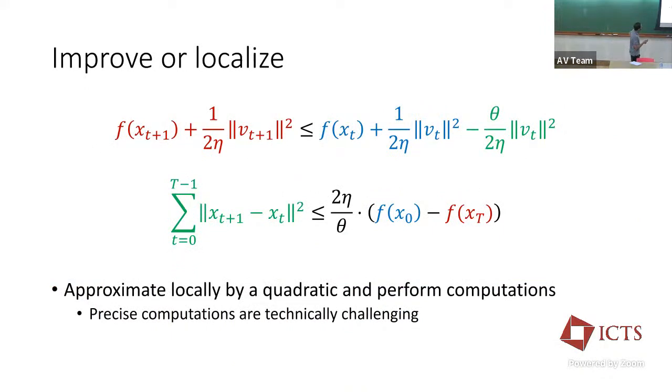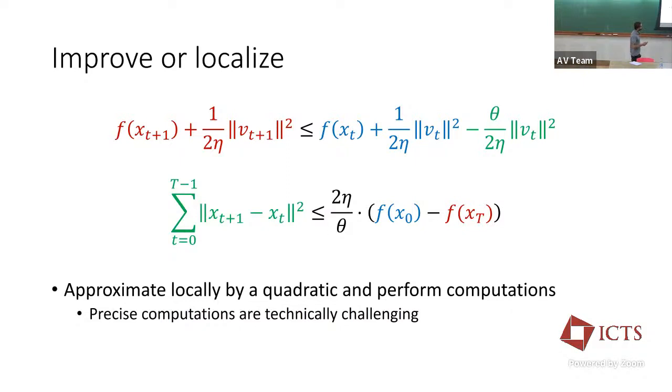Here again, we use this improve or localize kind of idea, which is that because the total Hamiltonian decreases, and in particular quantitatively it decreases by theta over 2 eta times norm of Vt squared, where Vt is the velocity. So this is like the amount of energy dissipated due to friction, right? Vt was just equal to xt plus 1 minus xt. So we just take this onto the left hand side and we see that the total sum of squares of all the distances moved by the accelerated gradient descent algorithm is upper bounded by the function value decrease.